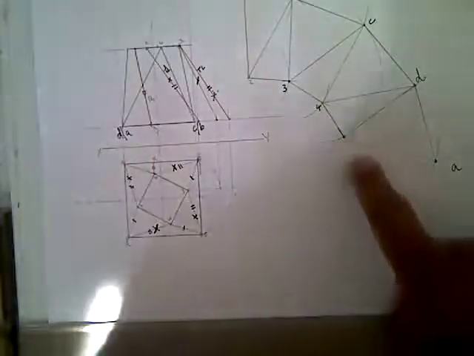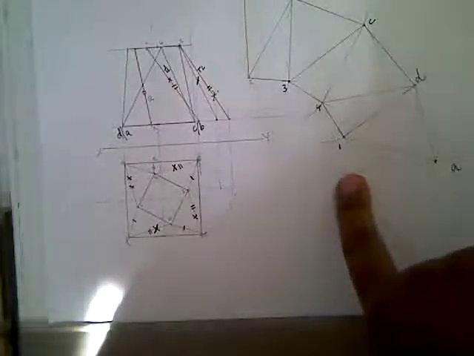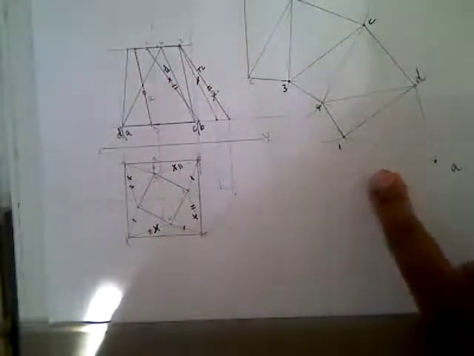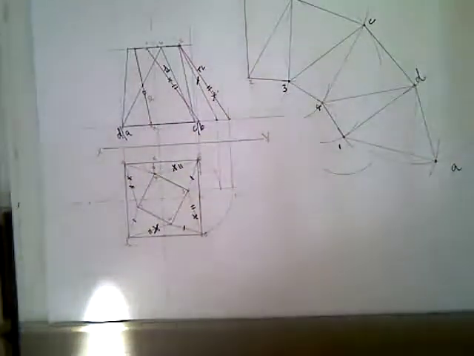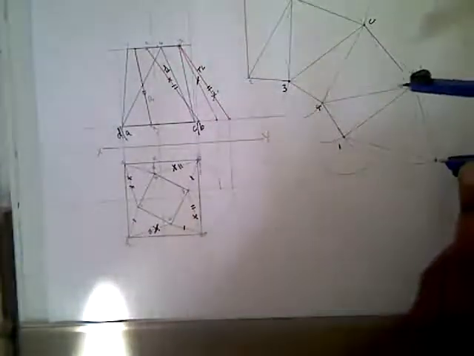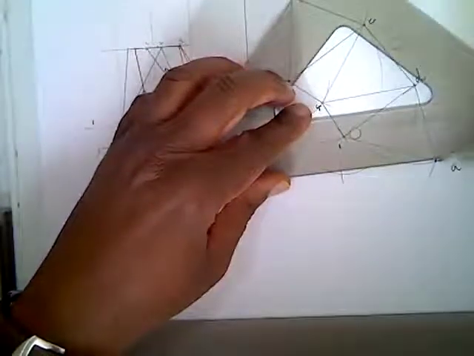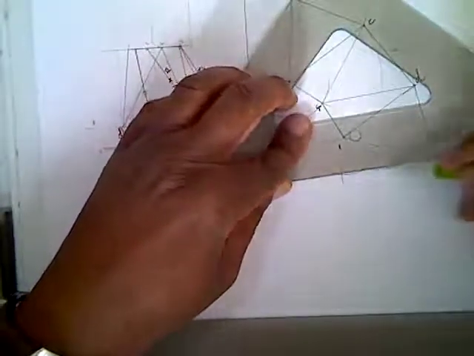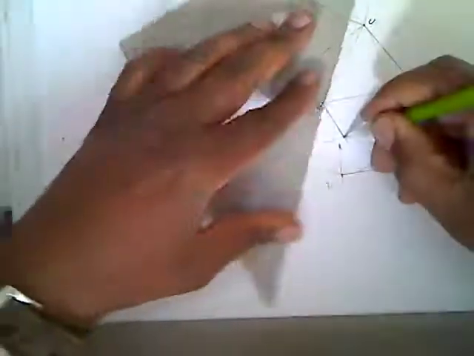Now, from 1 to A, I have that. Now I must move from A to 2. A to 2 is the same true length as that one. A to 2. Same thing, the stuff here. Fold line. There is my 2. Solid line here.